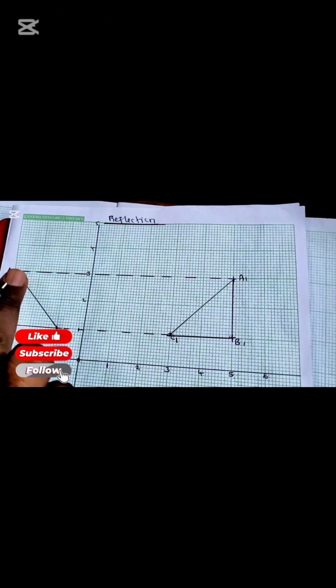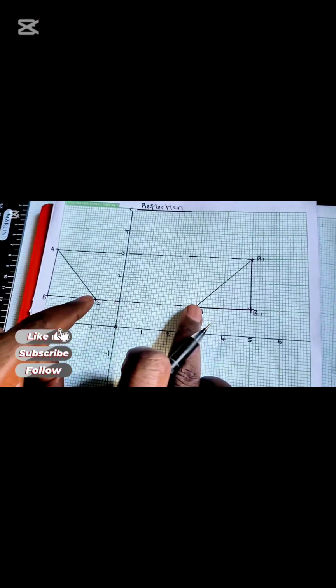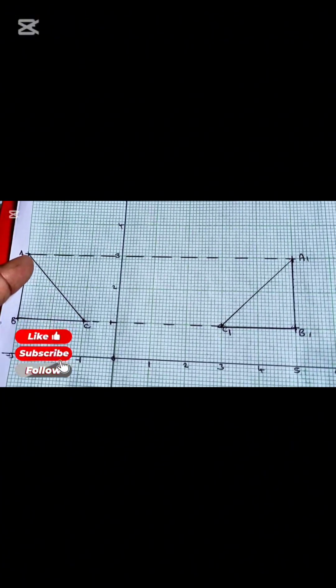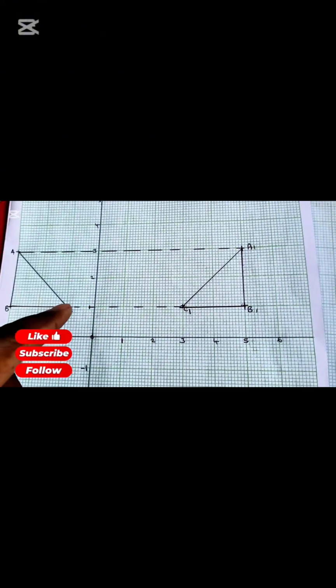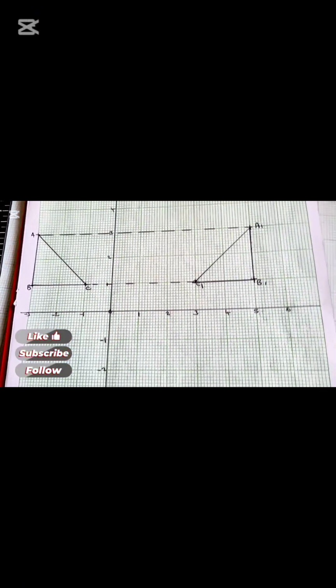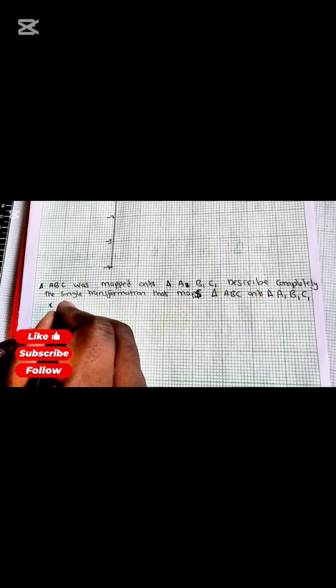As you can see, we are getting parallel lines. They are all parallel lines: C and C1, B and B1, A and A1. They are parallel, but they're not equal in length. For example, A and A1, then C and C1 are not equal in length, yet they are parallel. So the only transformation where joining corresponding points gives parallel lines which are not equal in length is reflection. So we're going to write here: reflection.